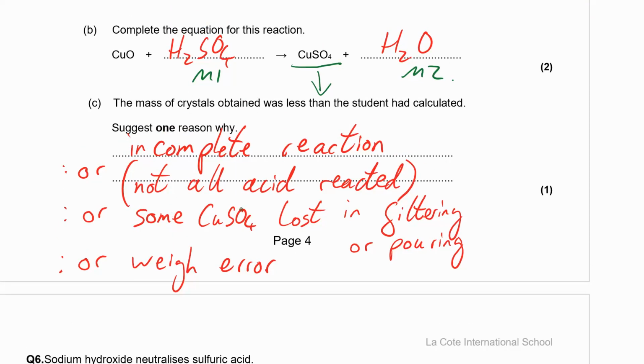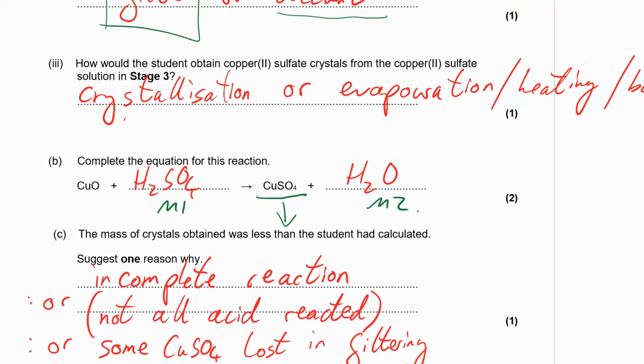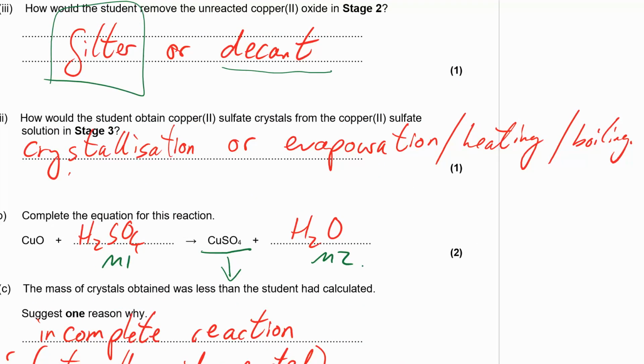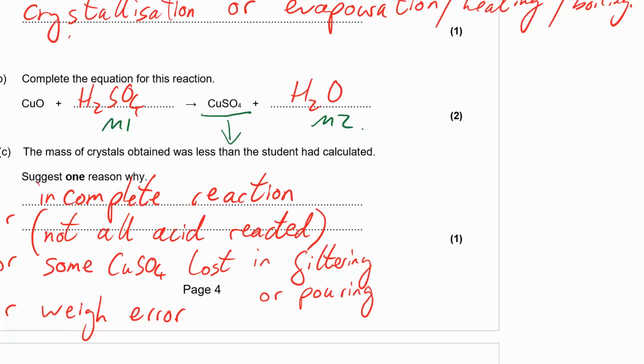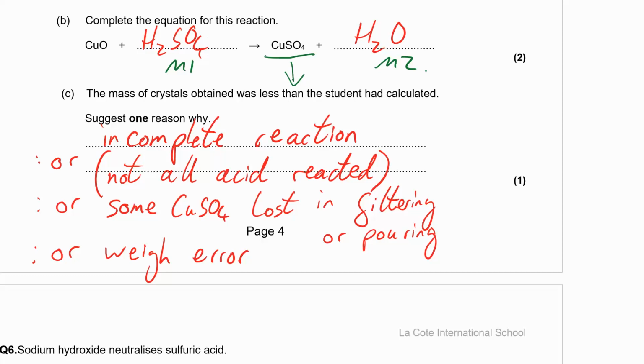You could have also said some of the salt was lost in filtering or pouring. So this process here, when we were boiling it or when we filtered it, but you did have to be specific. You couldn't just say lost in method. You had to say where. And it could also be a weighing error.